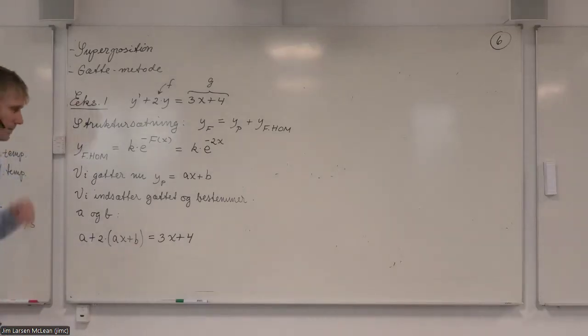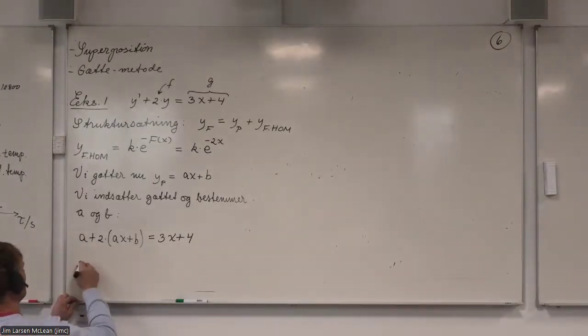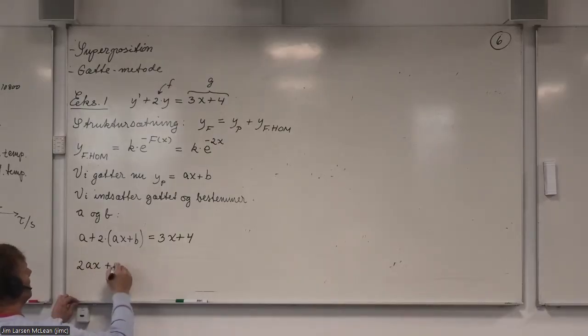So how do we solve this? Well, we multiply into the parentheses here, and then it will say 2 times ax, 2ax plus 2 times b, and then plus a, which is out here. Are you following?